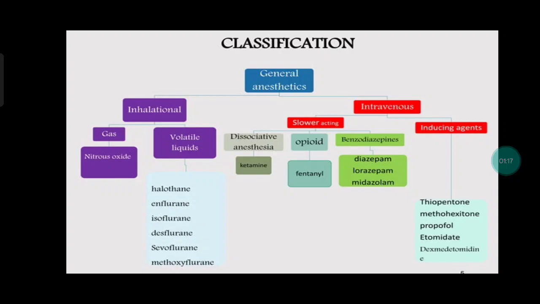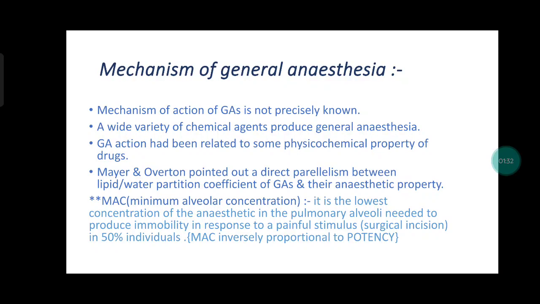Inhalational anesthetics are again divided into two: gaseous ones and the volatile liquids. Gaseous example is nitrous oxide, and volatile liquids examples are halothane, enflurane, isoflurane, desflurane, sevoflurane, and methoxyflurane.